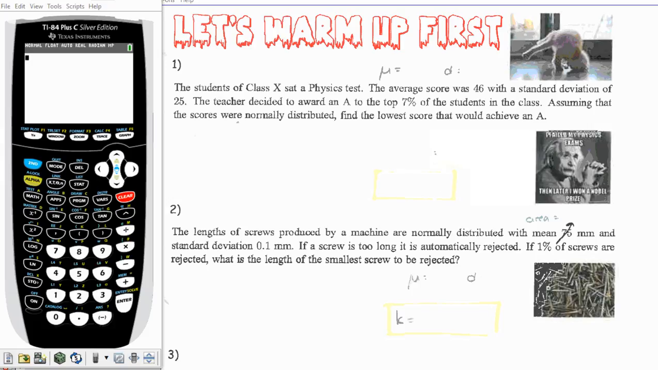Lesson on graphs of exponential functions. Again, we're going to start with a warm-up, so please have your graphing calculators ready so you can practice doing some of these normal distribution problems from before.